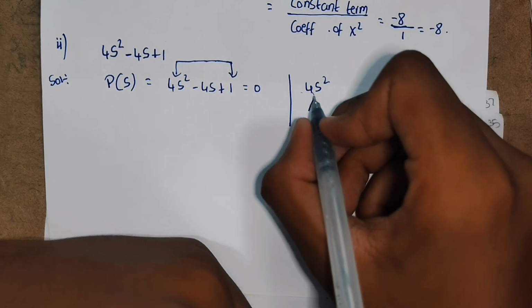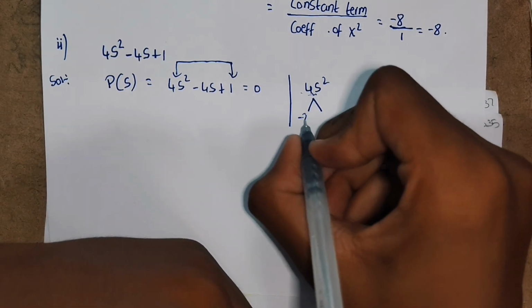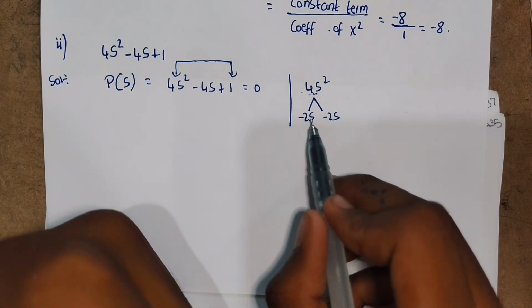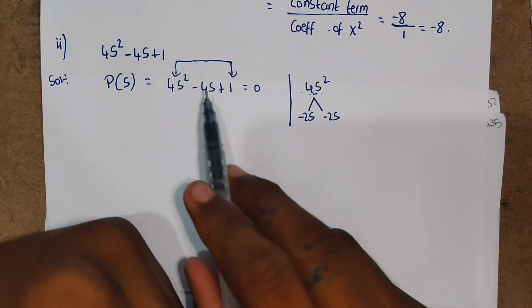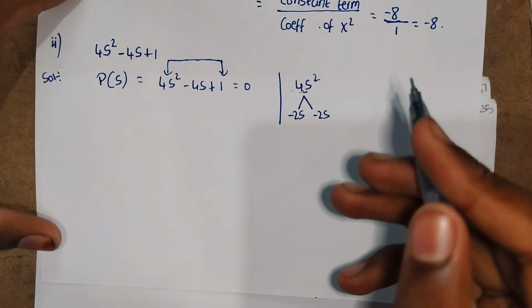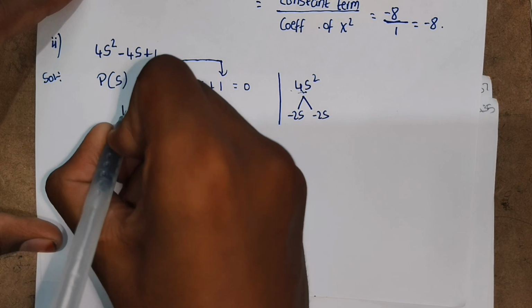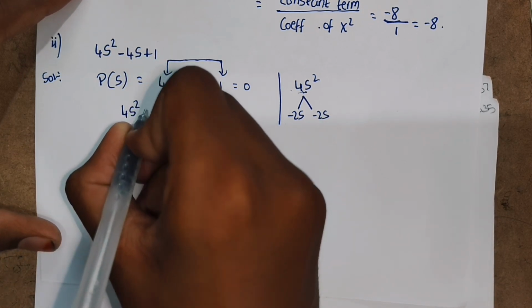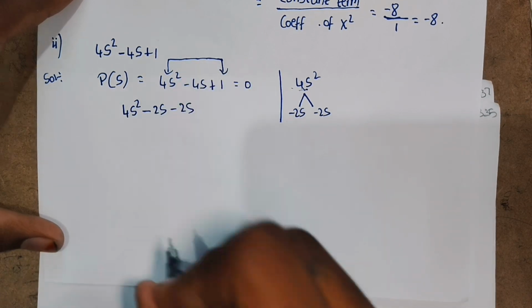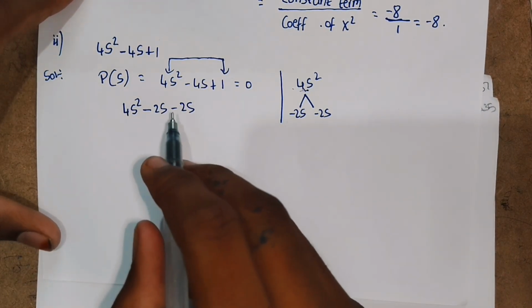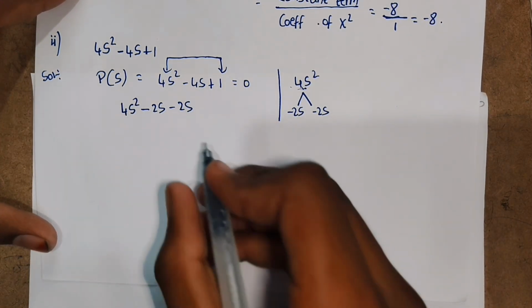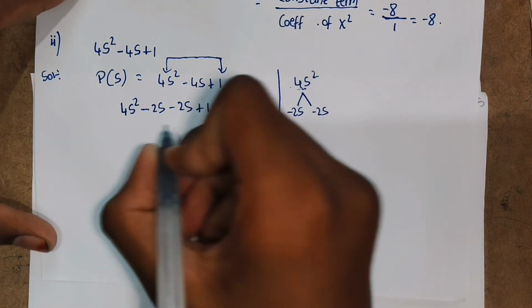I am taking the factors of 4s square as minus 2s and minus 2s. The sum of minus 2s and minus 2s is minus 4s. Let us check. 4s square minus 2s minus 2s. I am doing addition here. So minus 2s minus 2s is minus 4s plus 1 equals to 0.